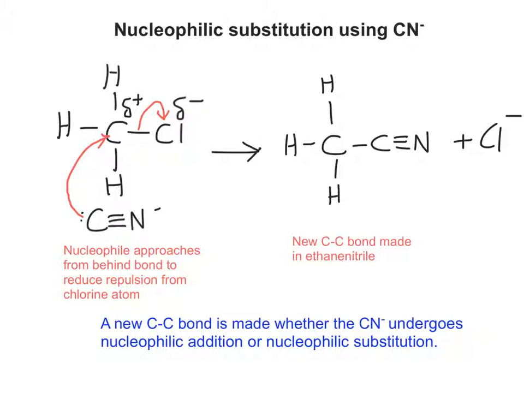And it's important to point out that a new carbon-carbon bond is made irrespective of which of the two nucleophilic mechanisms the cyanide ion undergoes. So nucleophilic addition or nucleophilic substitution, both will create a new carbon-carbon single bond. Now it's also important to put the reaction conditions in. We use potassium cyanide or sodium cyanide dissolved in ethanol, not water this time, as water is a nucleophile and could interfere with the reaction.